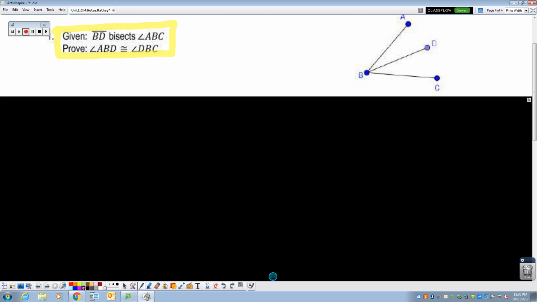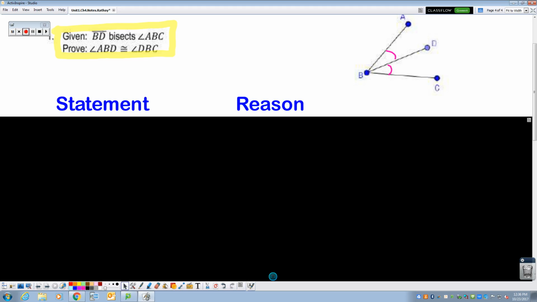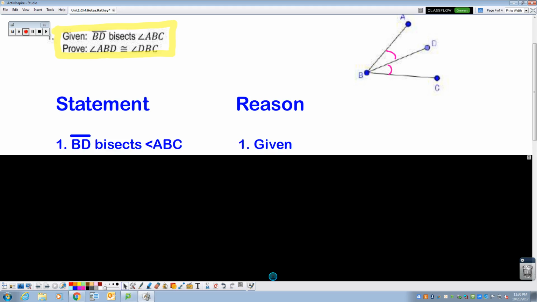My given says BD bisects angle ABC. Once you can mark something in a diagram, we know that we can put it into the proof. And for this one, that actually is what we're being asked to prove. So it's a pretty quick proof, very similar to the one on the front. I'm going to do this one as a two-column proof. So we set up our statement and reason chart, and the very first statement is going to be my given. BD bisects angle ABC. Reason: given.